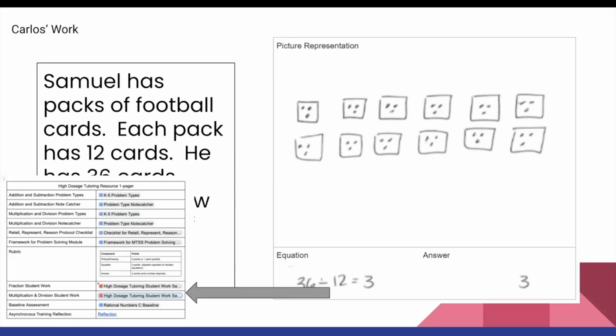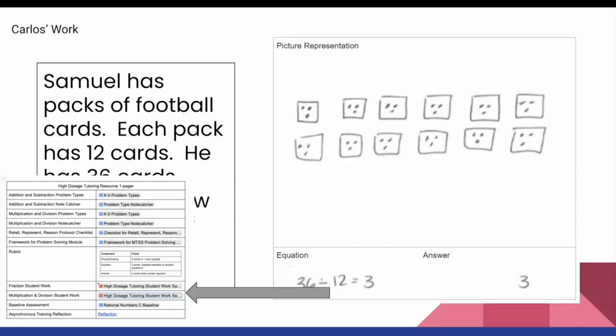Let's take a look at Carlos's work. Samuel has packs of football cards. Each pack has 12 cards. He has 36 cards altogether. How many packs of cards does Samuel have?